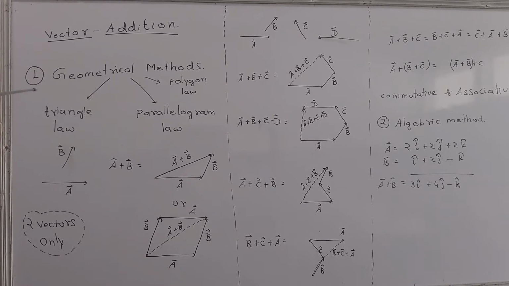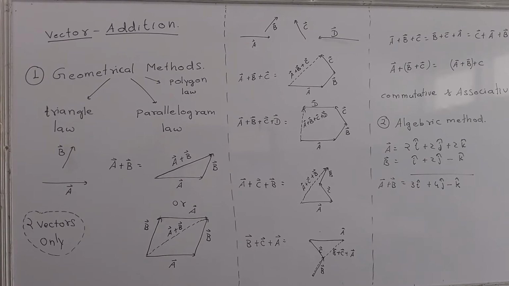The first method is the geometrical method. Now in this geometrical method again, there will be three different methods of geometrical addition. The one is triangle law of vector addition, the second is parallelogram law of vector addition, and the third one will be polygon law of vector addition. Now first let us see what is this triangle law of vector addition.